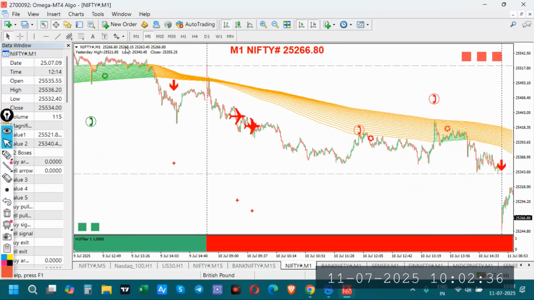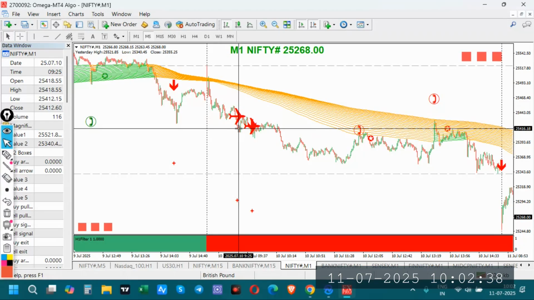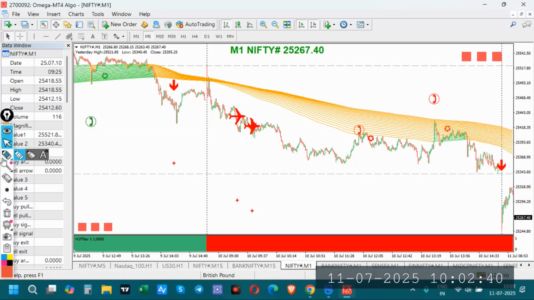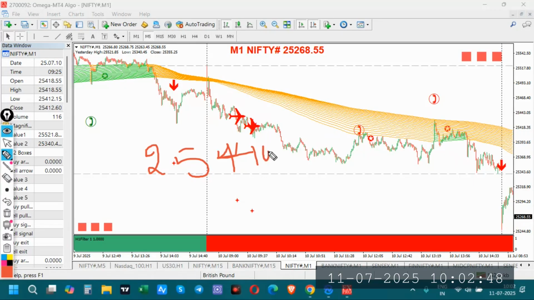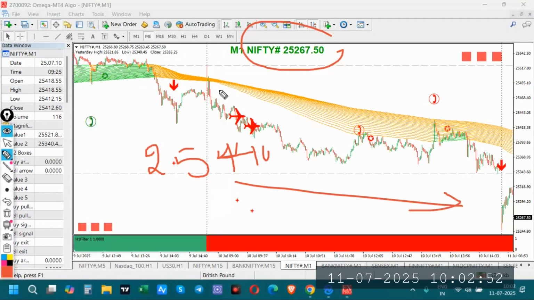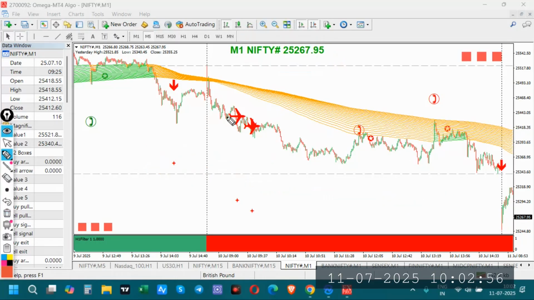You can see, I'm placing my cursor. You can see the price here, 25,412. So from 25,412 the sell signal got triggered. Let us take a round figure of 25,410, and 25,267 is the current price. As of now the sell signal is going on. After our entry, I'll just draw one horizontal line. This is where our sell signal got triggered, and then you got these pullback signals.